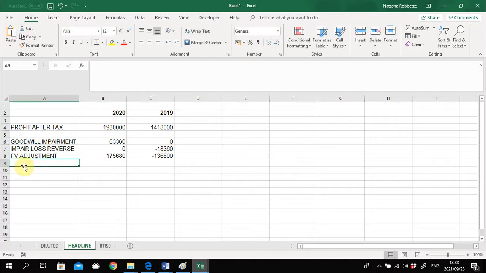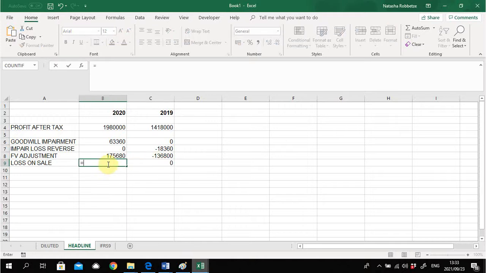Then we have loss on sale of vehicle. And in 2019, it was nothing. In 2020, it was an expense of 27,000. So it used to be expense, so now we're going to reverse it. So it's positive 27,000 at 72%. And now we are able to calculate our headline earnings.